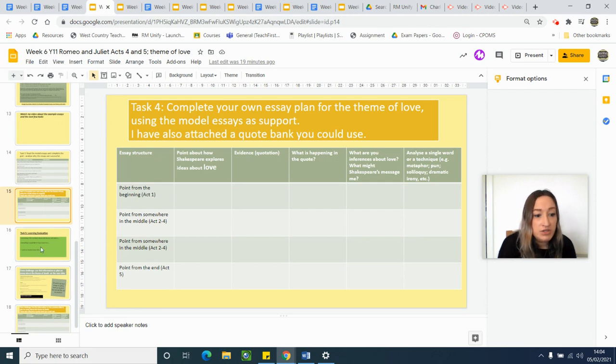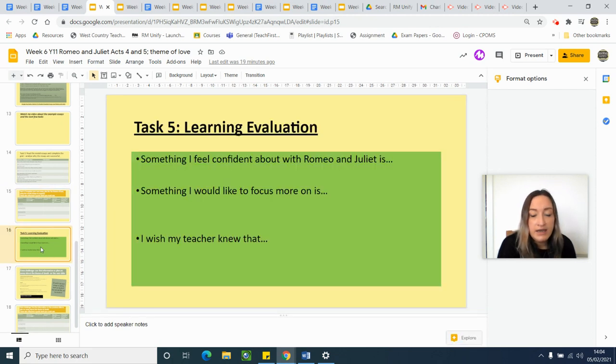Okay, lastly, what I want you to definitely do, though, is slide 16, and this is a learning evaluation. So, something I feel confident about with Romeo and Juliet is, and something I would like to focus more on is, so we have finished revising the plot of the play now, okay? Since we did Act 1 just before Christmas, since we've been in lockdown, we've covered Act 2, Act 3, Act 4, and Act 5. If you have missed any of that, I strongly suggest that over half term you go back and cover it. You are expected to know the play at this point, okay?